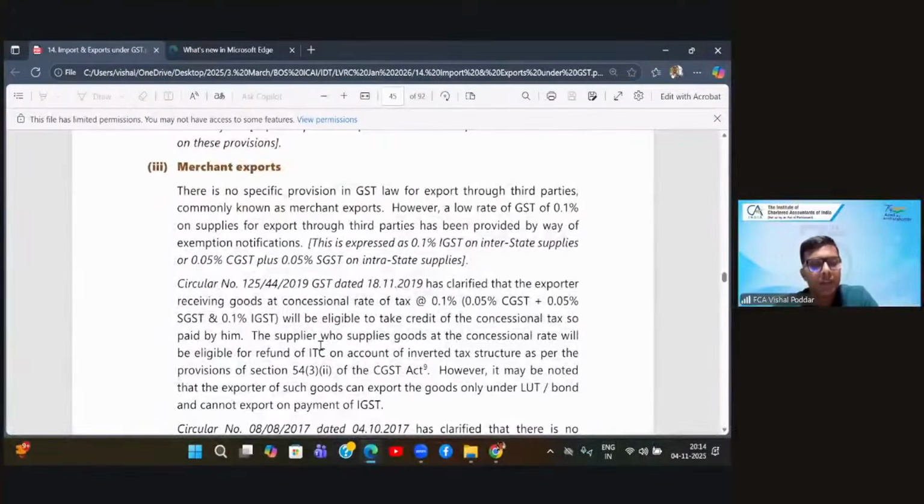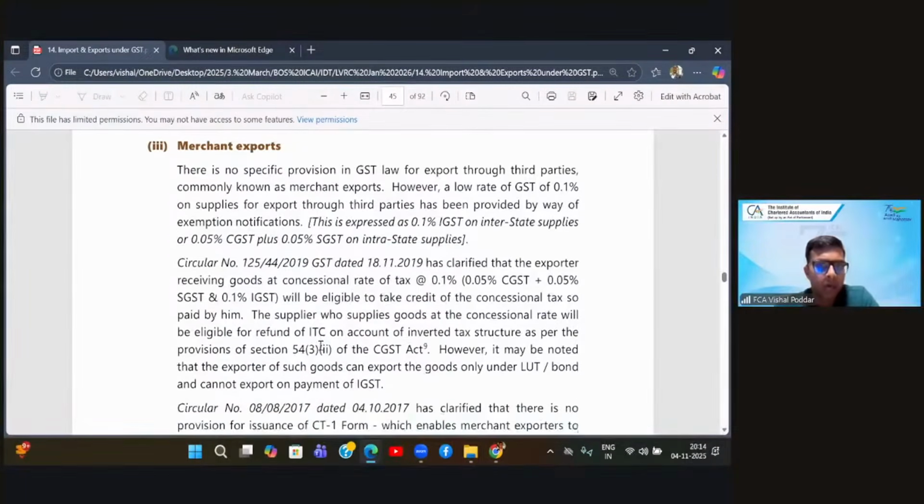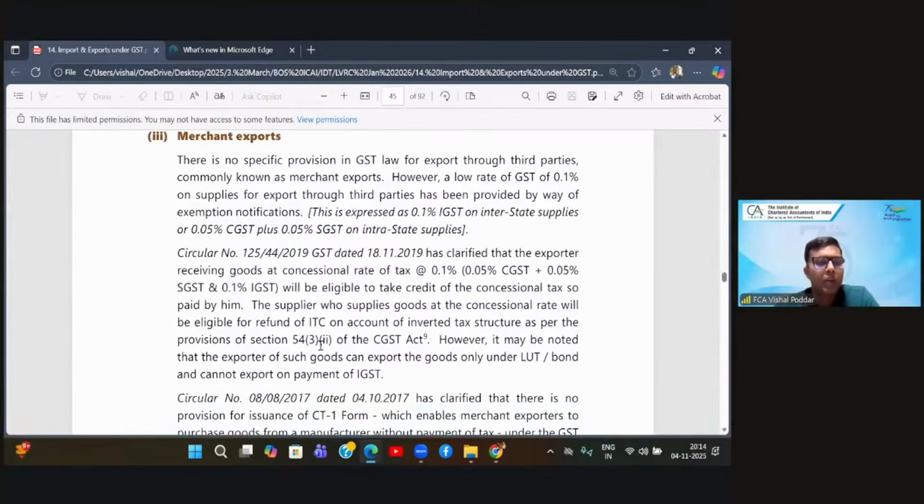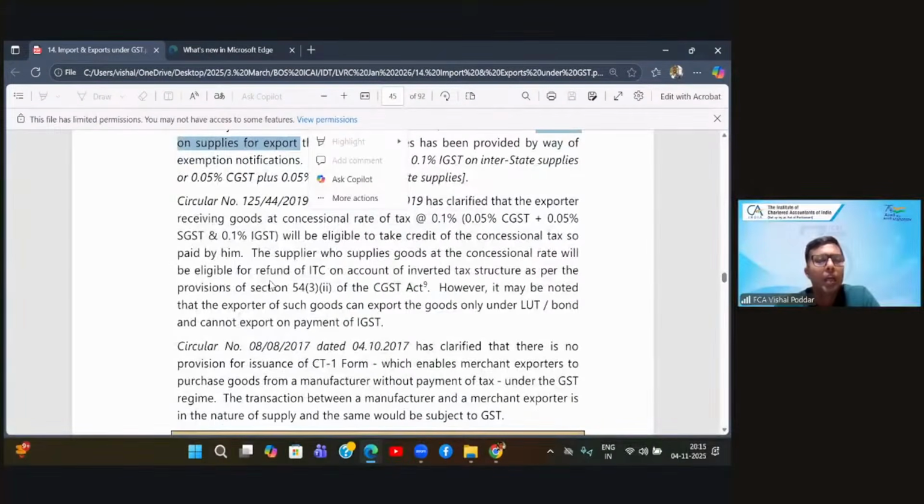Merchant export we discussed above: if I am the final exporter and I am purchasing from you, then this transaction becomes merchant export. In this case, you will be the original manufacturer and I am only the trader, so I am called a merchant exporter. And you can supply the goods to me at a concessional GST rate of 0.1%. In such cases, some procedures have to be followed.